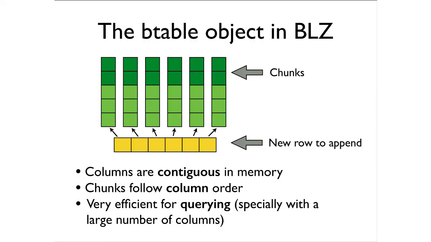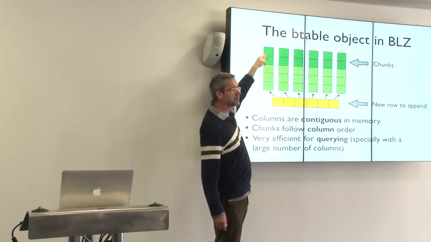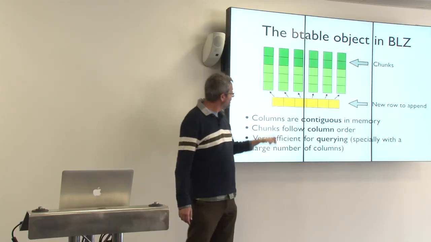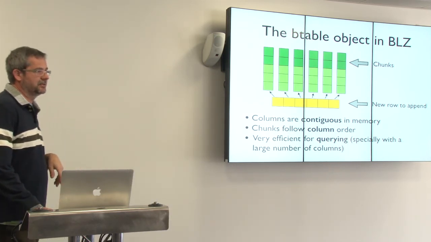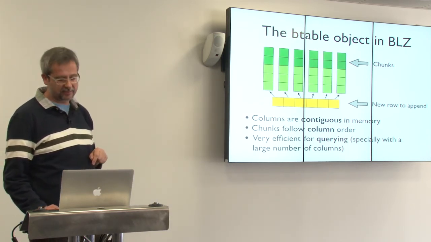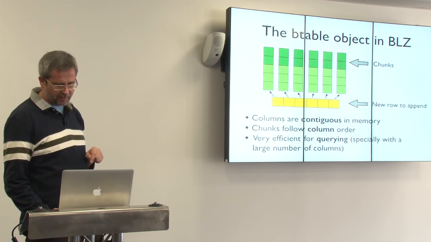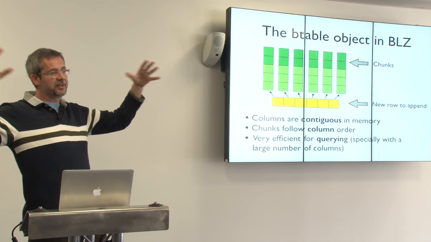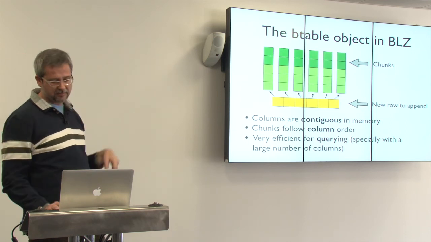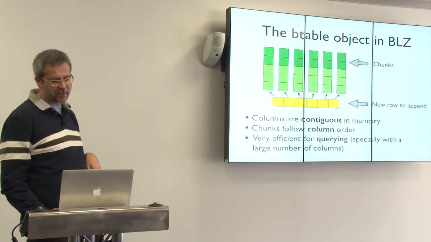And also there is a btable object in BLZ where the storage is columnar, so you can add new rows very easily, and the chunks are sorted by columns. Okay? Doing that by columns has a lot of advantages in many situations. I am not going to enter into the details, but for example, especially for querying, when you have tables with a large amount of columns, normally a columnar storage is more efficient.